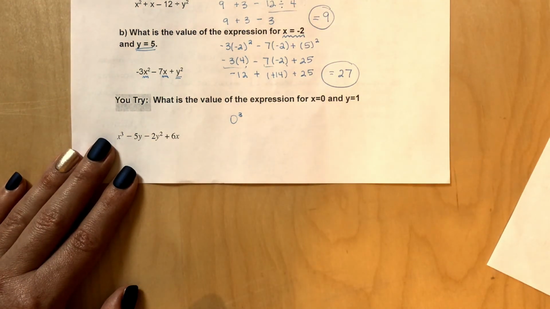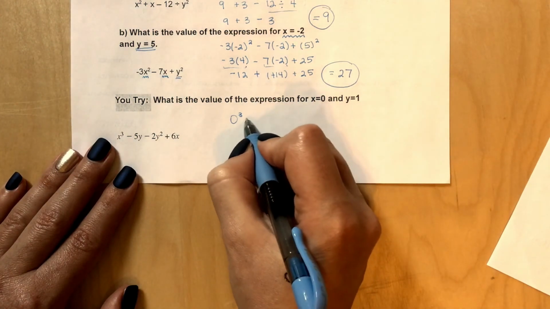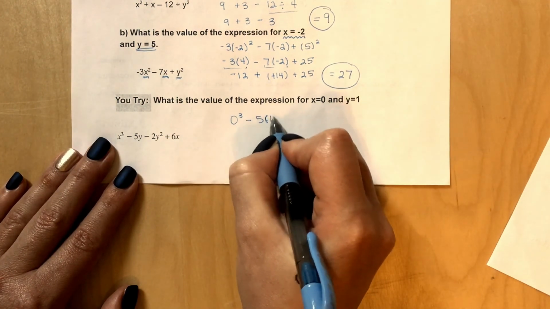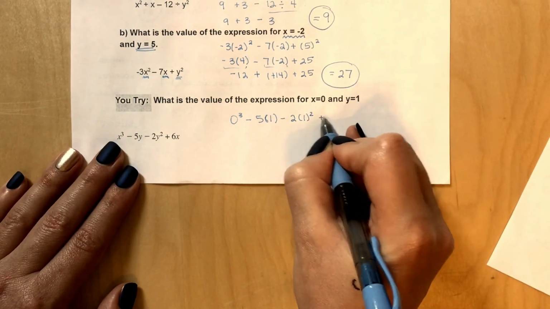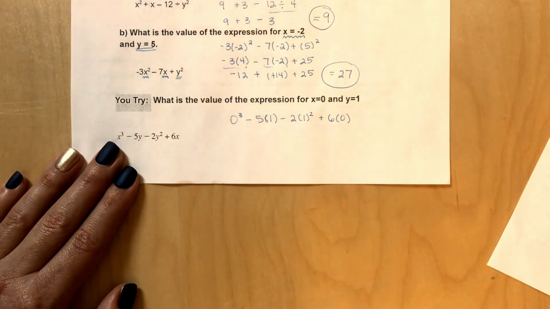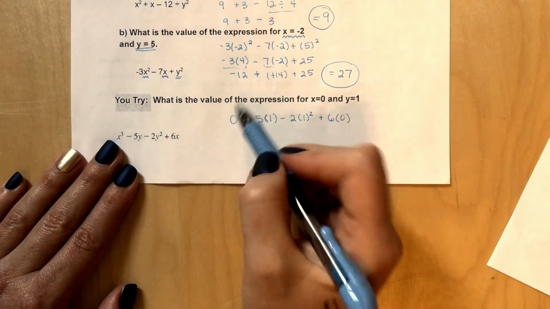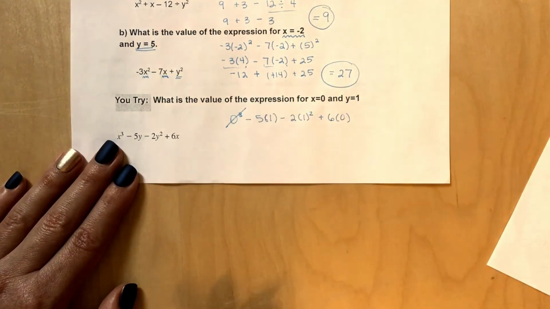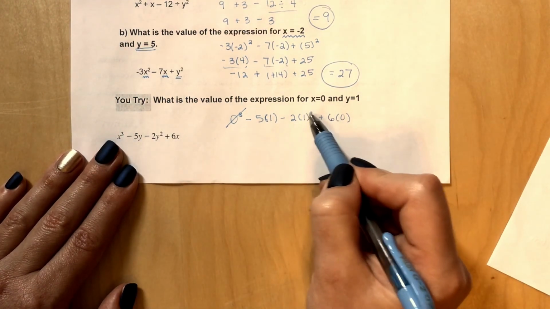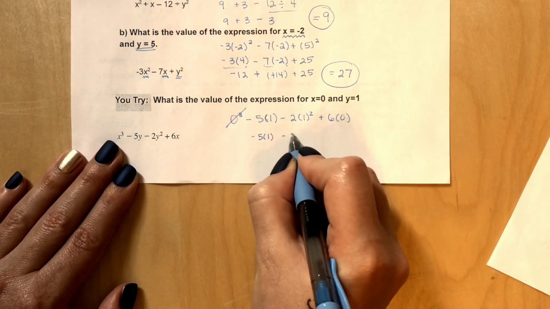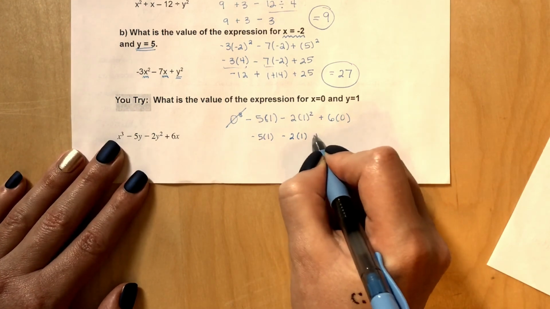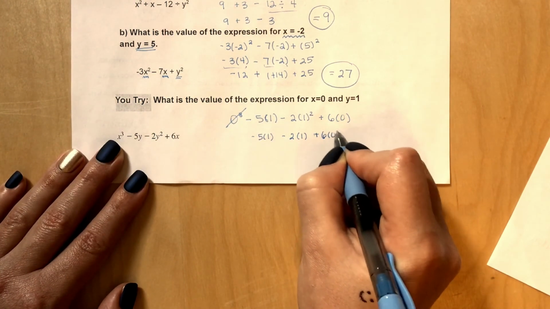0 cubed minus 5 times 1 minus 2 times 1 squared plus 6 times 0. Alrighty. First, we have our exponents to take care of. Well, 0 cubed is just 0. 0 times itself is still 0. And 1 squared is just 1. So we have negative 5 times 1 minus 2 times 1 plus 6 times 0.